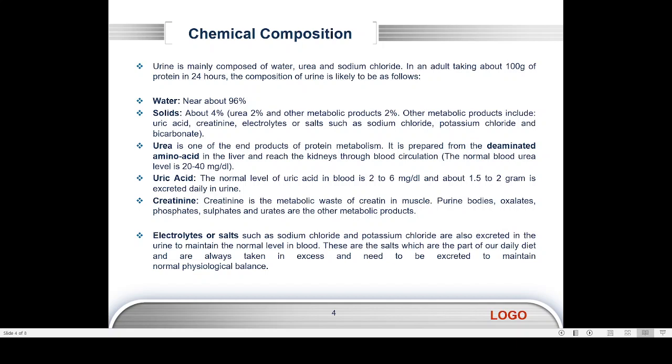Whatever activities are going on in our body will produce some kind of material, and this includes uric acid, creatine, electrolytes, salts like sodium chloride, potassium chloride, and bicarbonate. So these are the different types of solid materials that we can see in the urine of an adult person.